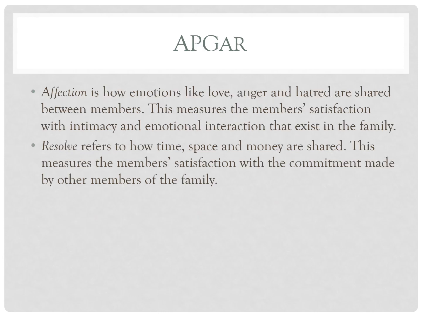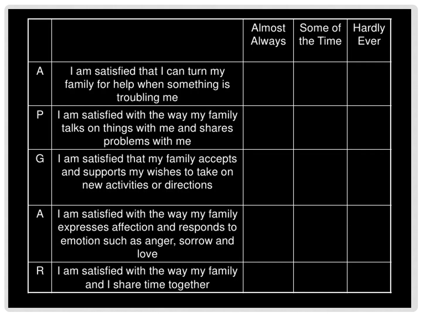Letter A is affection, which is how emotions like love, anger, and hatred are shared between members. This measures the member's satisfaction with intimacy and the emotional interaction that exists in the family. R is for resolve, and this refers to how time, space, and money are shared. This measures the member's satisfaction with the commitment made by other members of the family.